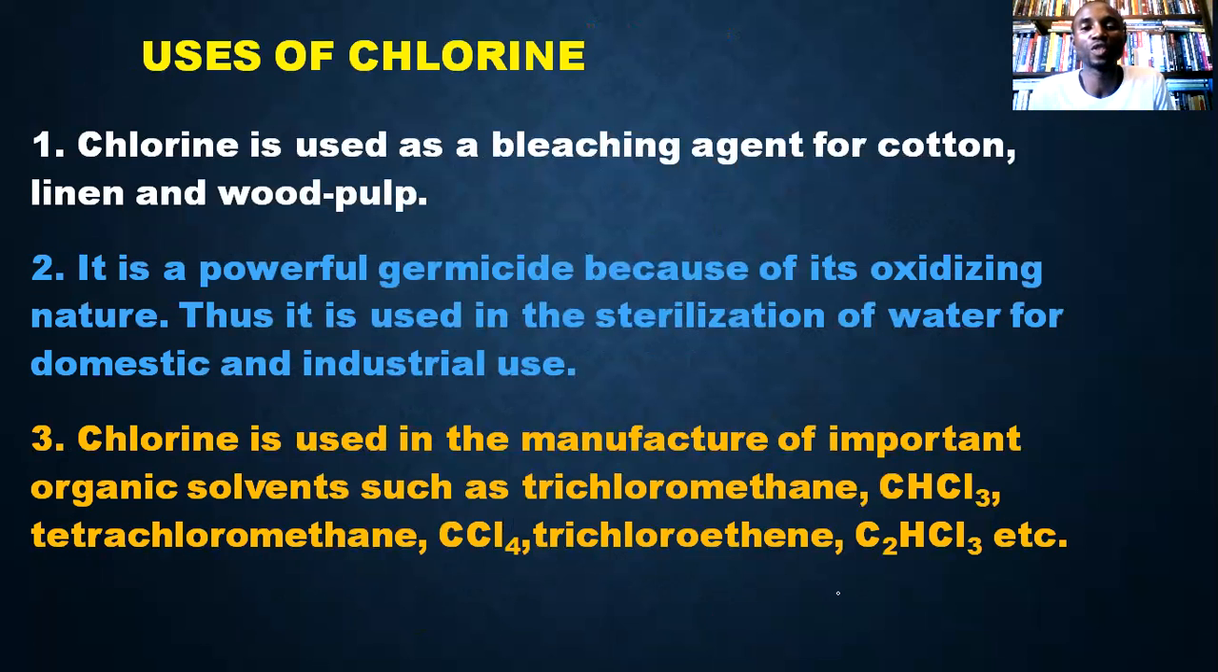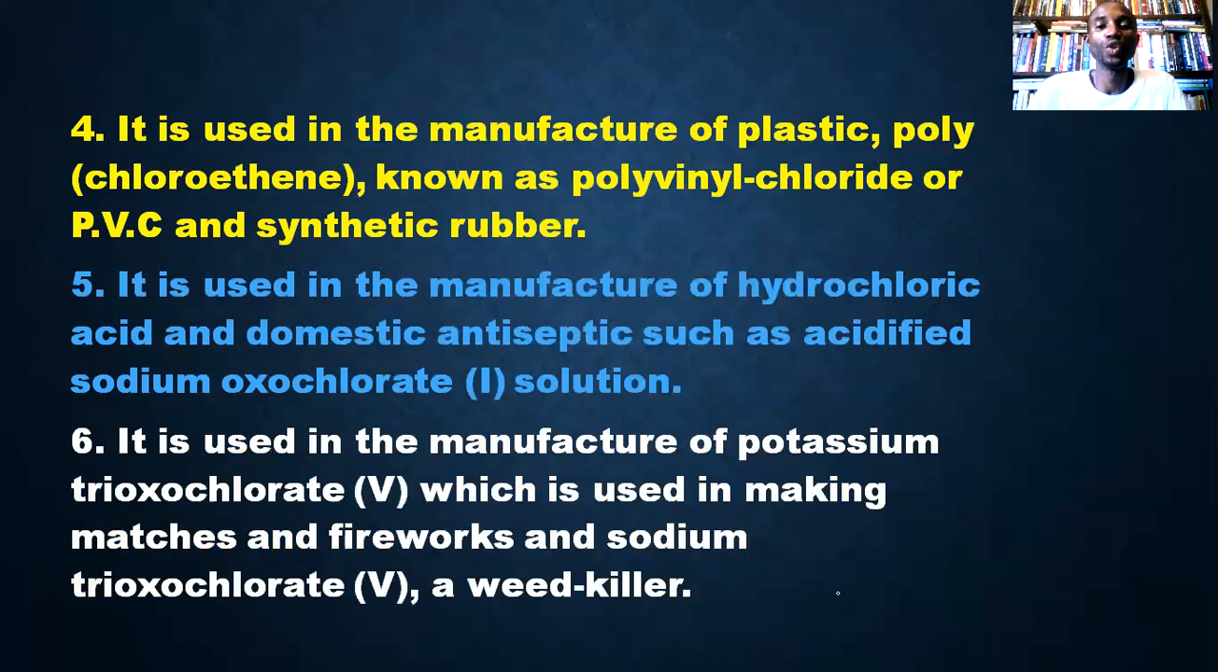Okay, what can we use chlorine for? Chlorine is used as a bleaching agent, of course. It is used as a powerful germicide. It is used in the manufacture of important organic solvents such as trichloromethane, tetrachloromethane, and trichloroethene, and others. It is used in the manufacture of plastics, polyethylene and polyvinyl chloride. It is used in the manufacture of hydrochloric acid and domestic antiseptics. It is also used in the manufacture of potassium trioxochlorate(V), which is used in making matches and fireworks, and sodium trioxochlorate(V).